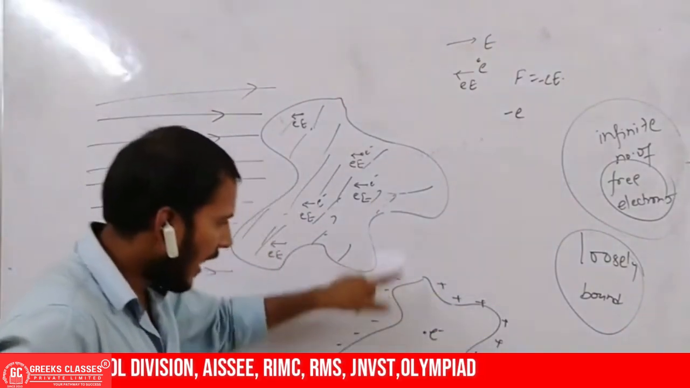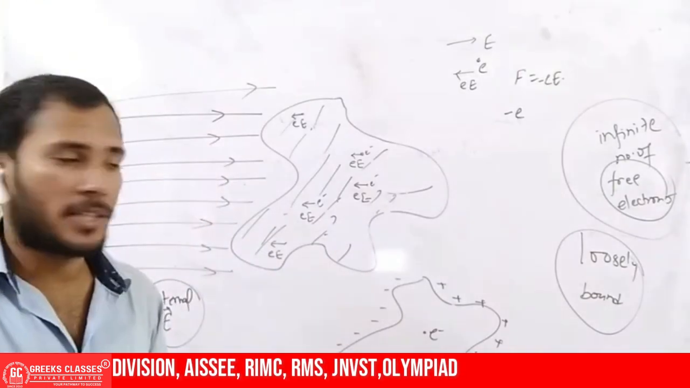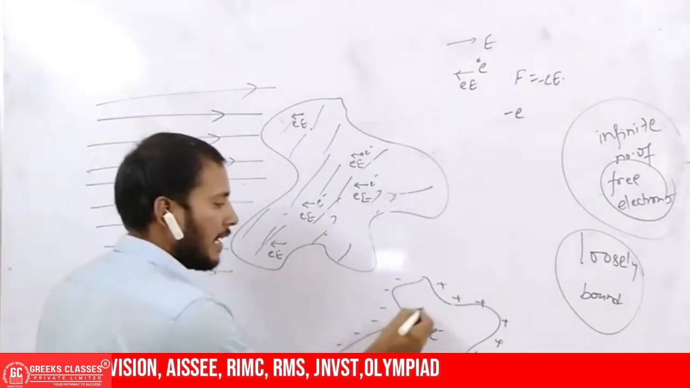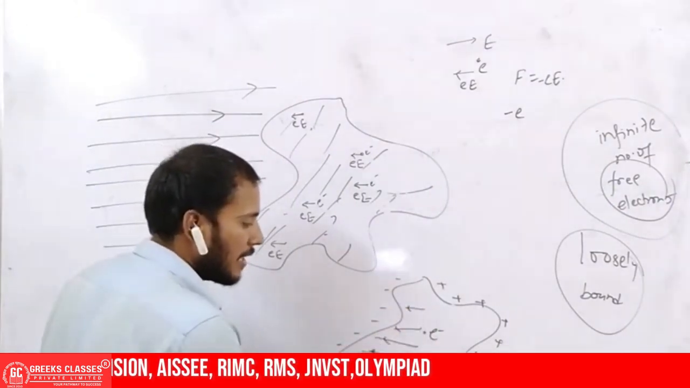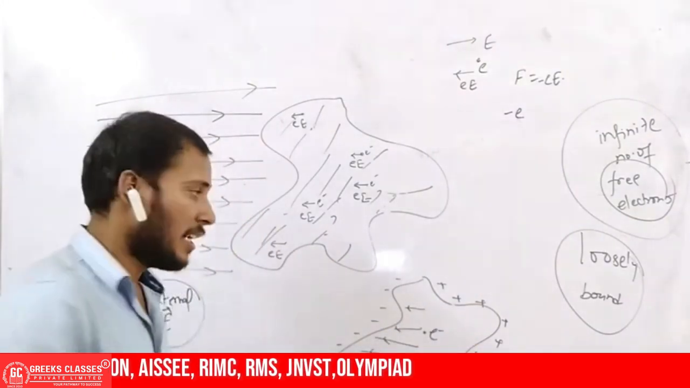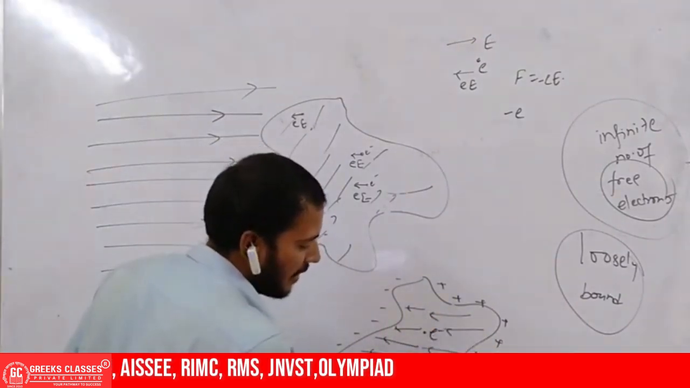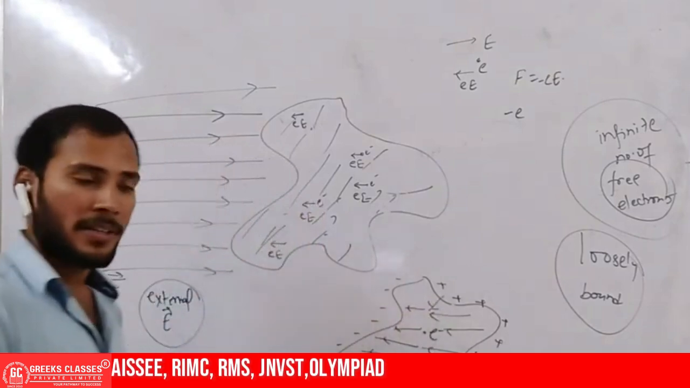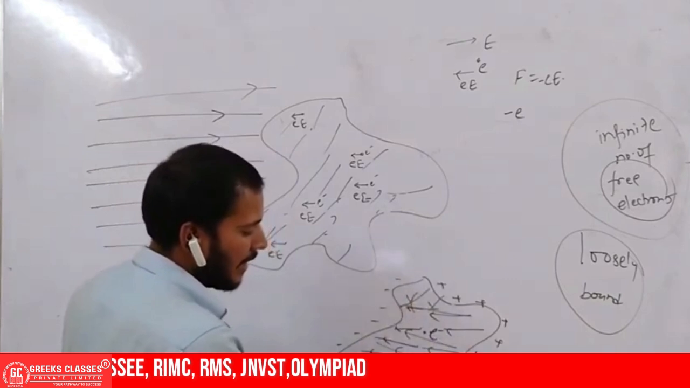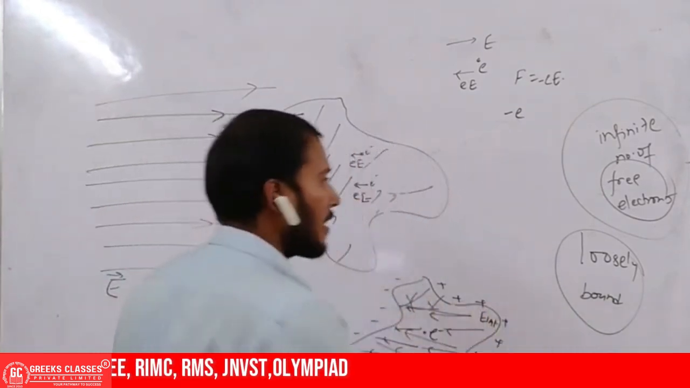Now these positive and negative charges will start creating an internal electric field, their own electric field. We know the electric field for a negative charge is towards it, so these negative charges will create an electric field in this direction. And the electric field for a positive charge is away from it, so these positive charges will create an electric field in this direction. So the net electric field becomes something like this. So there is an internal electric field.